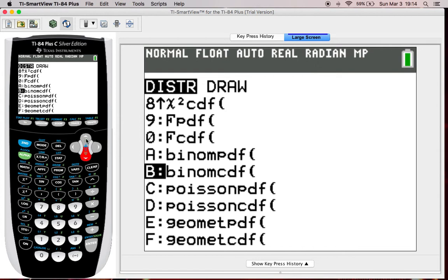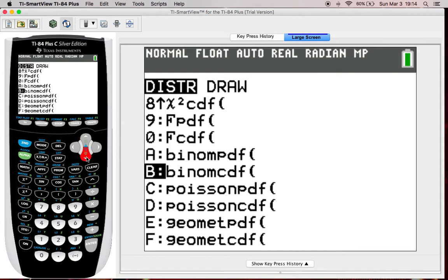Whenever we are being asked a question where we're asking the probability that x is exactly or equal to, we're going to use PDF. PDF gives you the probability of exactly that number of outcomes. So it'll give you like the table that we saw on the right-hand side on GeoGebra.